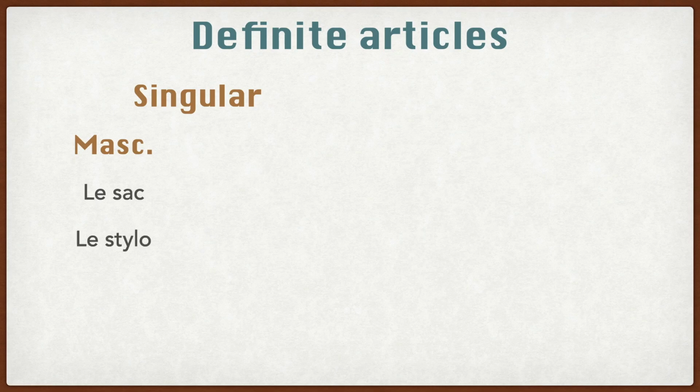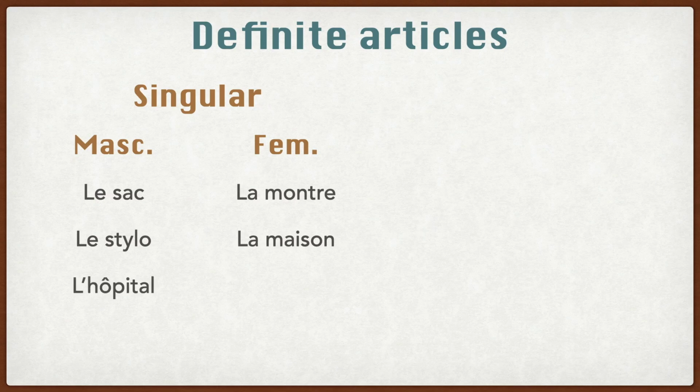For feminine singular nouns, we use la. For example, the watch, la montre; the house, la maison. One thing that is important: when the noun starts with a vowel or the letter H, regardless of gender, we change le or la into l', which is l'hôpital, l'école. That is why the hospital is l'hôpital and the school is l'école.